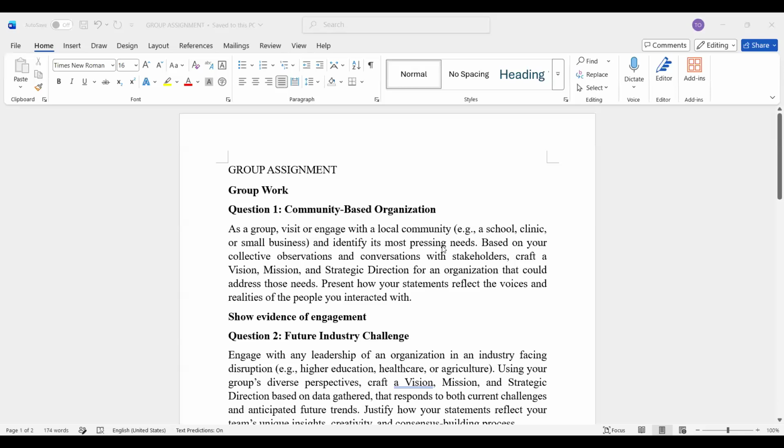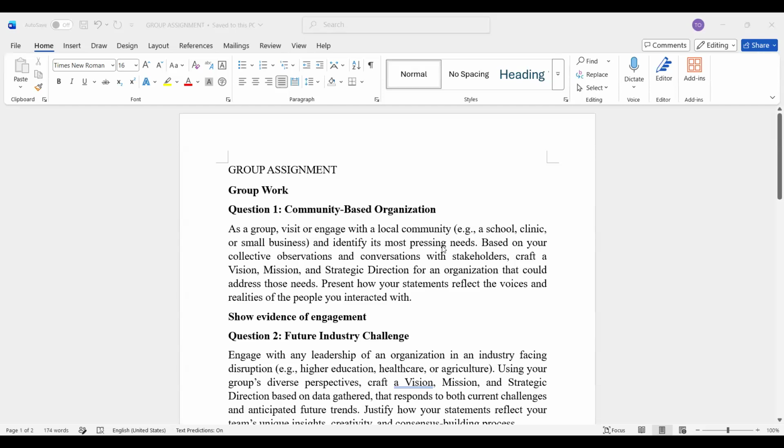As a group, visit or engage with any local community and identify its most pressing needs. Based on your collective observation and conversation with stakeholders, craft a vision, a mission, and strategic direction for an organization that could address those needs. Present how your statements reflect the voices and realities of the community.